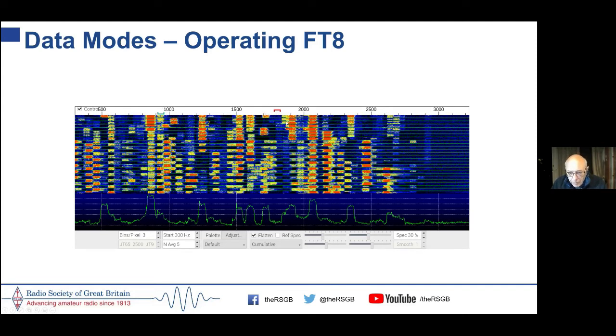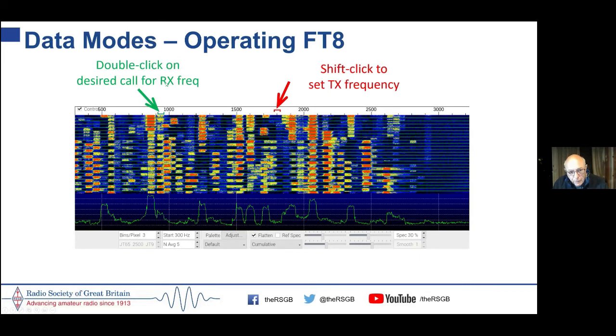So the trick with split frequency operation is to shift click over a vacant spot to lock your transmit frequency on there, because you want to transmit in an empty space. So what you do is you just shift click there, and that will put your transmit frequency there. And where on the previous page I said hold transmit frequency, this will stay there now. That's your transmit frequency. When you set the receive frequency, you don't do it from here. You do it from the main window when you choose the station you want to talk to.